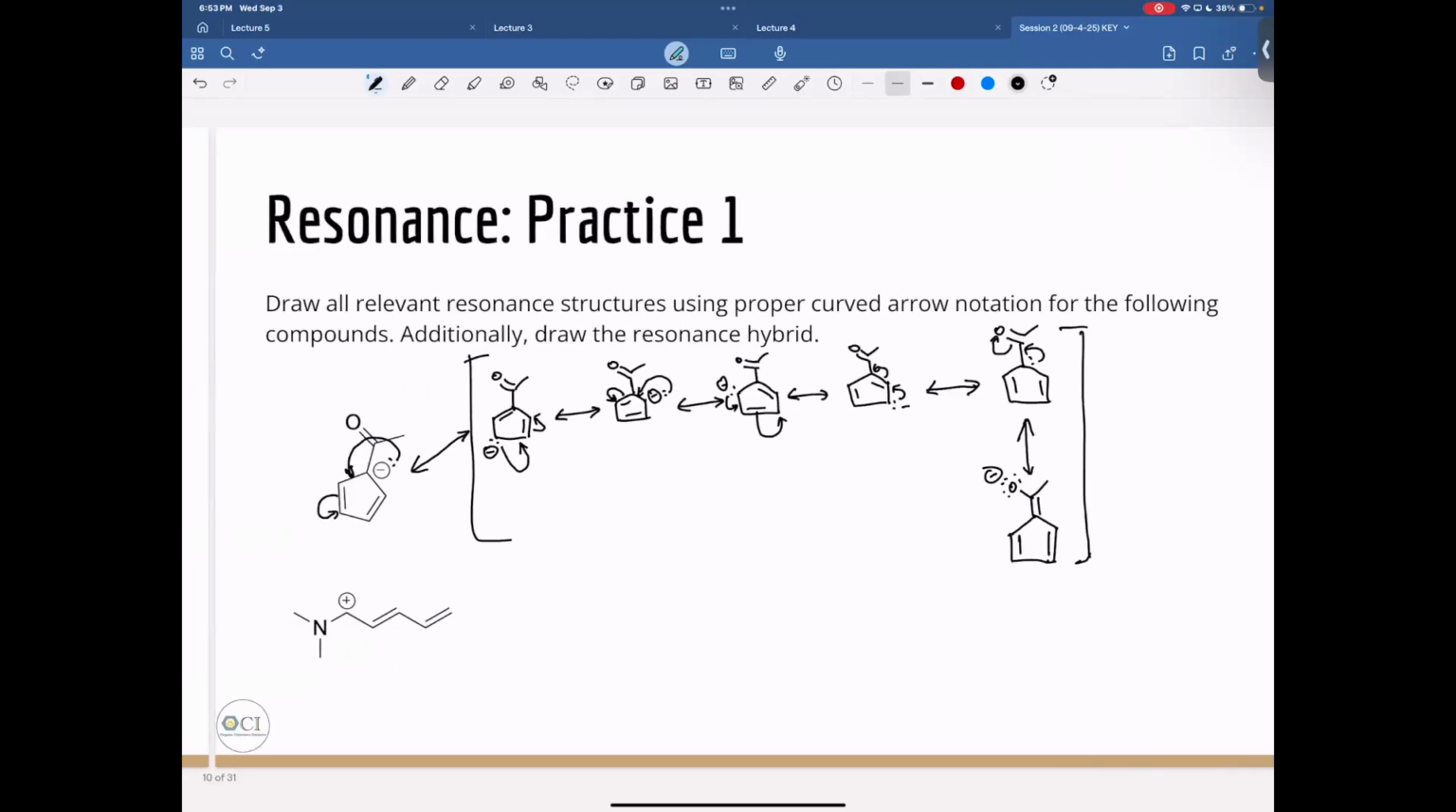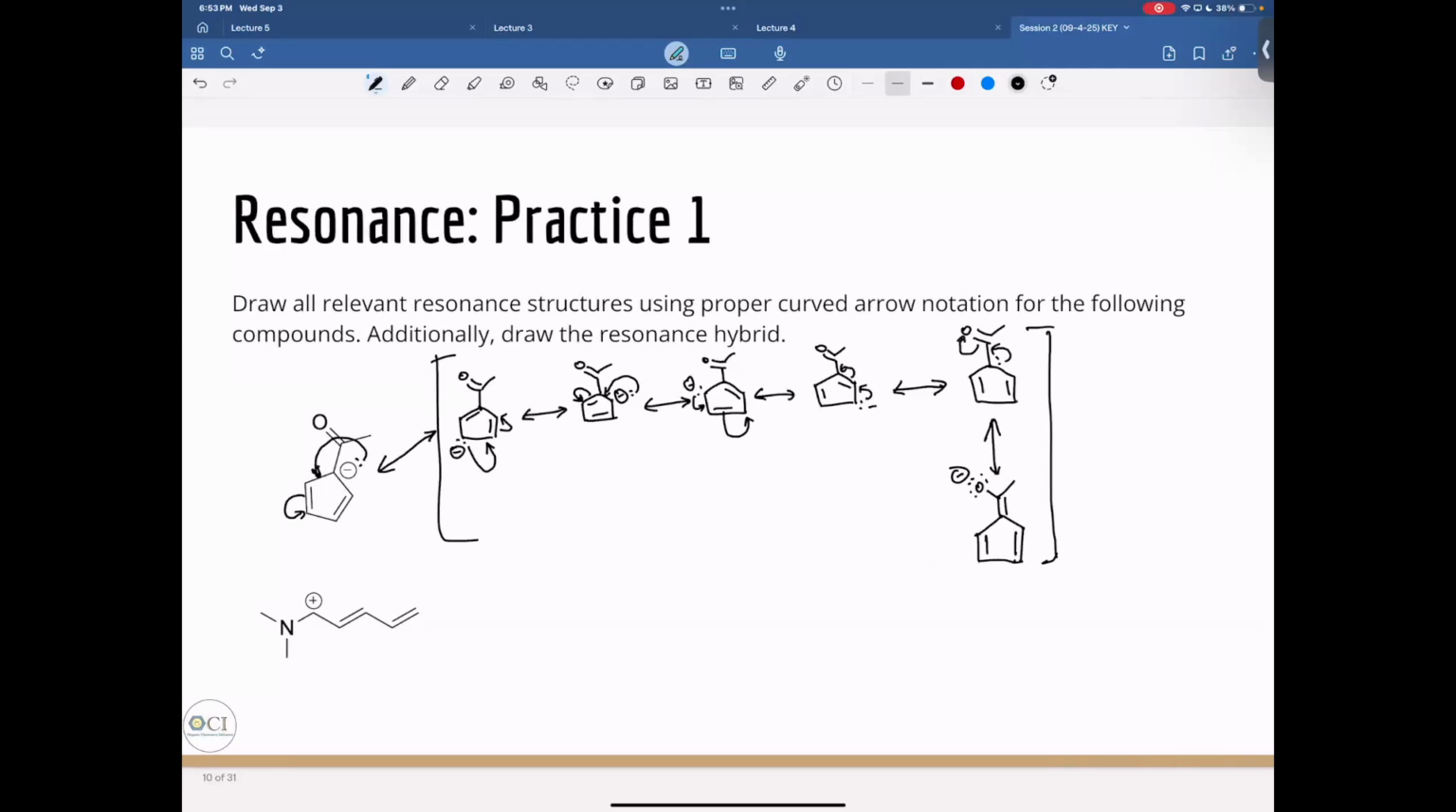And then it asks for the resonance hybrid, right? So it's going to be a combination of every single resonance structure we just drew. It might be hard to wrap your brain around, but here, I'll show you. What we do is first draw the structure without any of the double bonds.